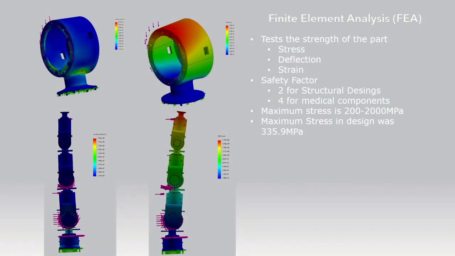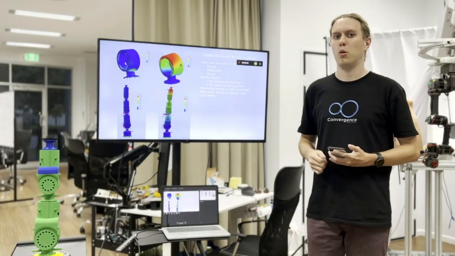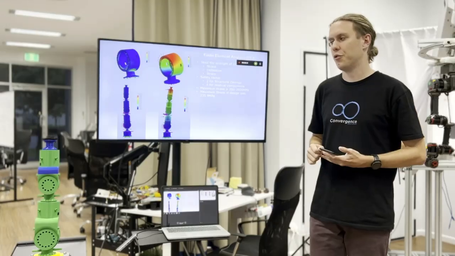Testing was also important with my design. As I mentioned before, there was the asymmetric design, which could cause problems with the weight going on only one arm. So that's where FEA analysis comes in, finite element analysis. What we tested for was stress, deflection, and strain.